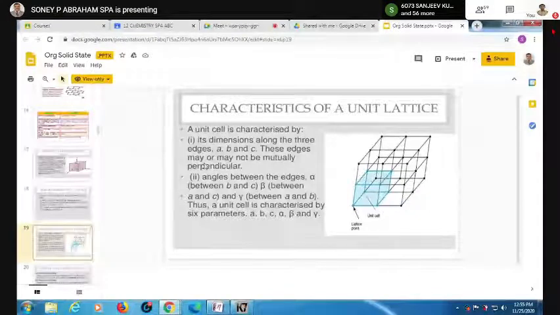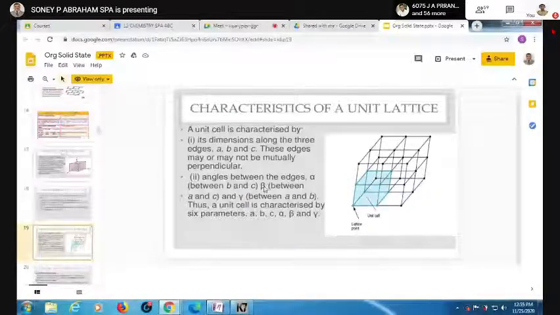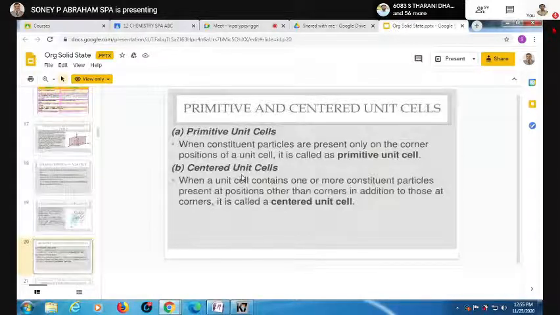As I told you, it will have three dimensions along the edges A, B, and C. Three edges will be there, and angles are there: alpha, beta, and gamma. Alpha is the angle between B and C, beta is between A and C, and gamma is between A and B. So these are the six parameters that represent a unit cell.